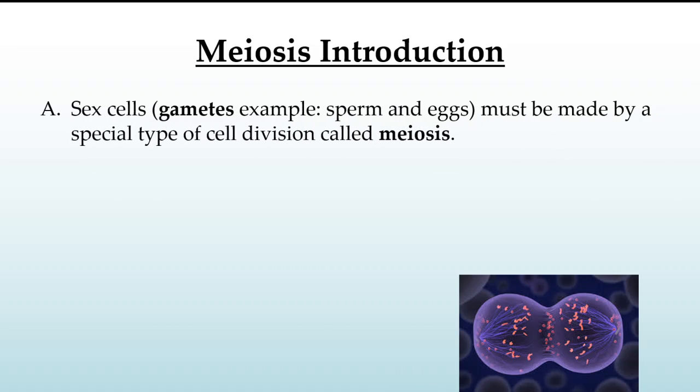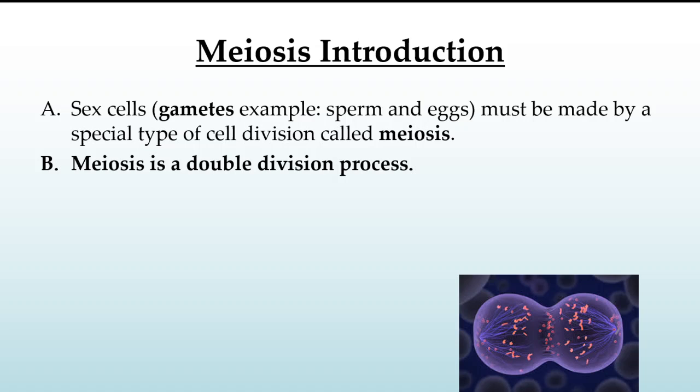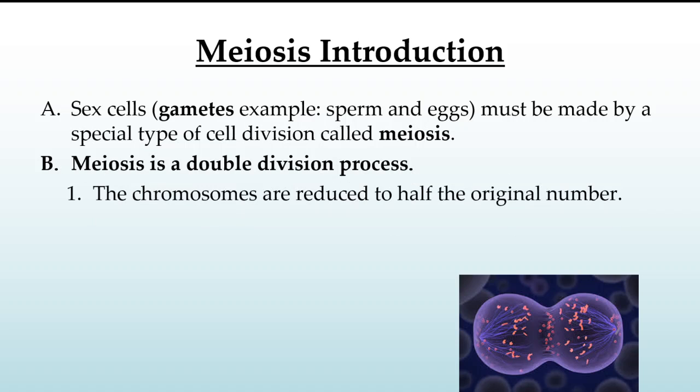Here is a little start of an introduction to meiosis. Sex cells are gametes, examples of which are sperm and eggs in humans and most mammals, and they must be made by a special type of division called meiosis. So mitosis does not happen in our sperm and eggs for reproduction, only meiosis. Meiosis is a double division process, which we just talked about. It has two separate divisions, which we'll go over here.